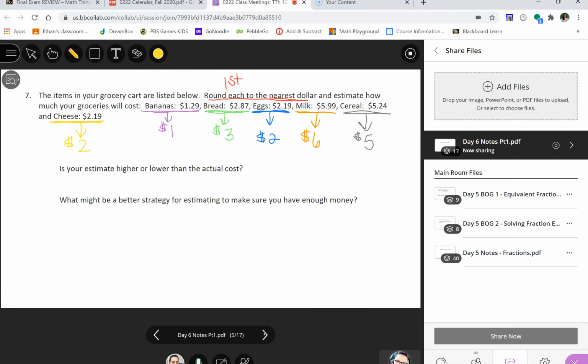Okay. So to get it right on MyMathLab, you have to round first. Then you're going to add all those rounded numbers up and see what you get. So let's see. That's going to be 14, 15, 16, 17, 18, 19. Was that 19?